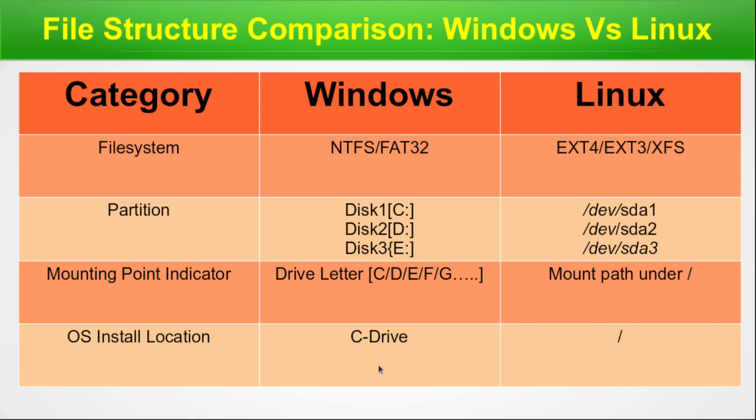OS installation location. In Windows, we have all the OS related files in the C drive, whereas in Linux we have all the files installed in the slash. This is called the root directory. We are done in a short and sweet fashion.